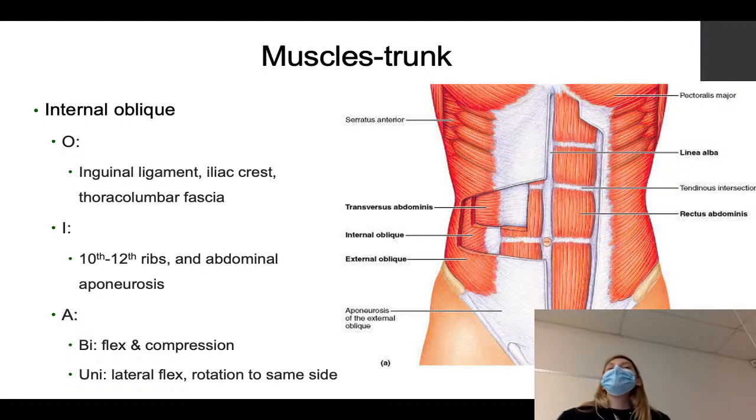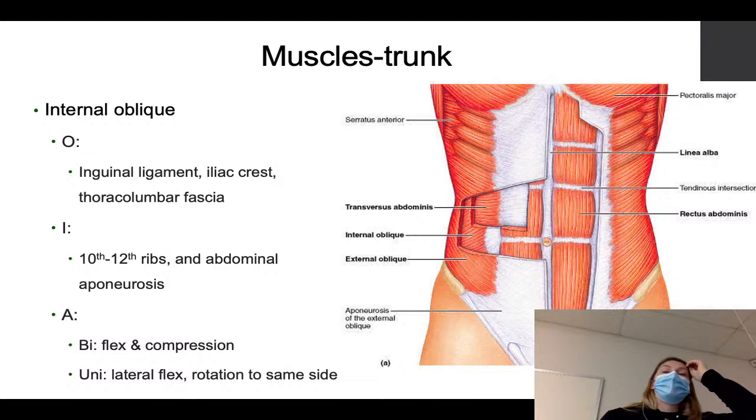It's going to insert on our 10th through 12th ribs. So 12, 11, 10. So these bottom 3 ribs. And the abdominal aponeurosis, which is all of this white stuff. So aponeurosis is basically more fascia. It's all around. You have it a lot on your skull.